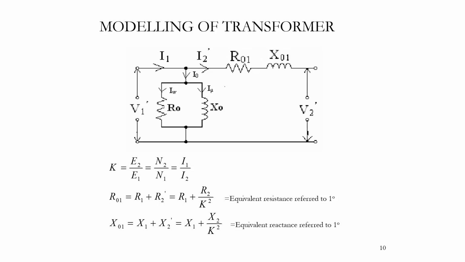What is this K? K is nothing but your transformer ratio, which is given by the voltage ratio of E2 by E1, or the turns ratio of N2 by N1, which is equal to the current ratio of I1 by I2.